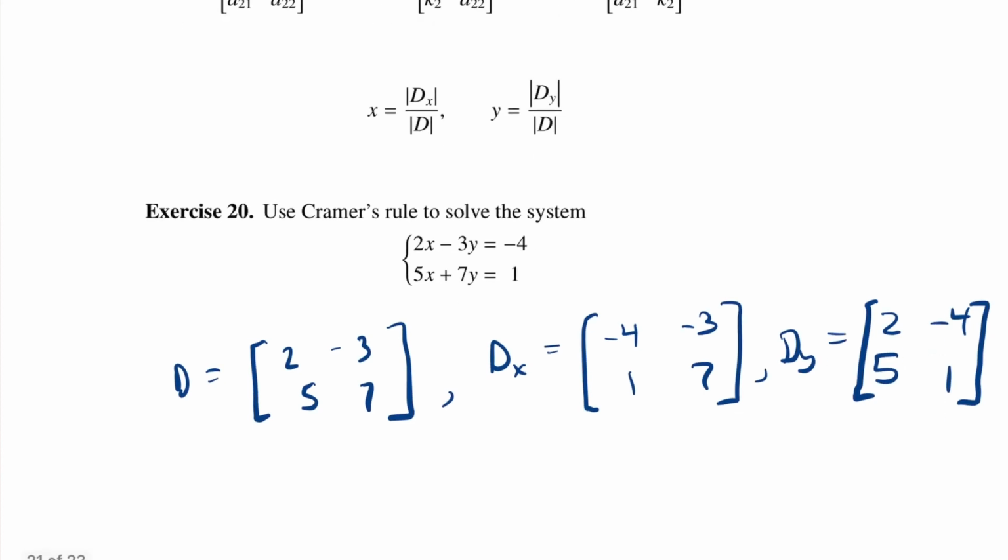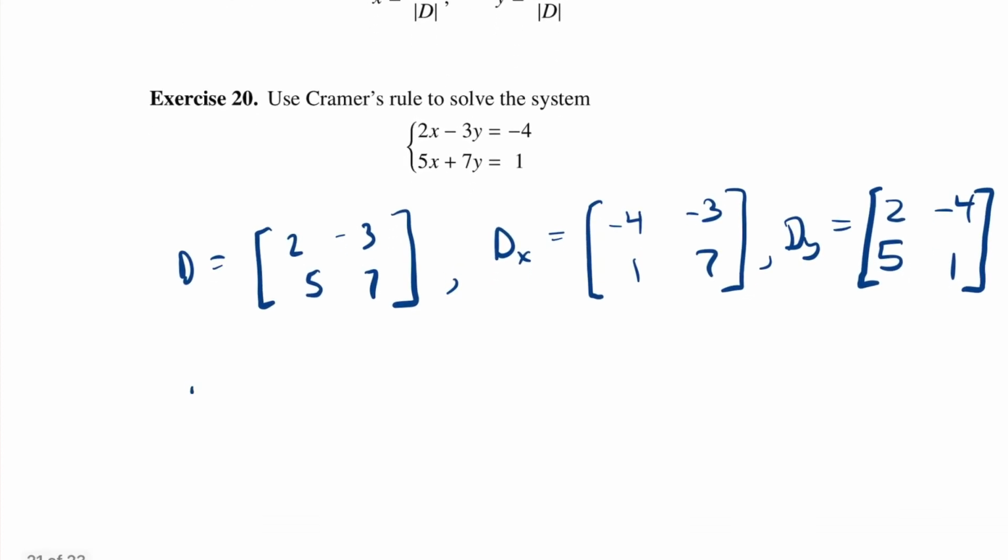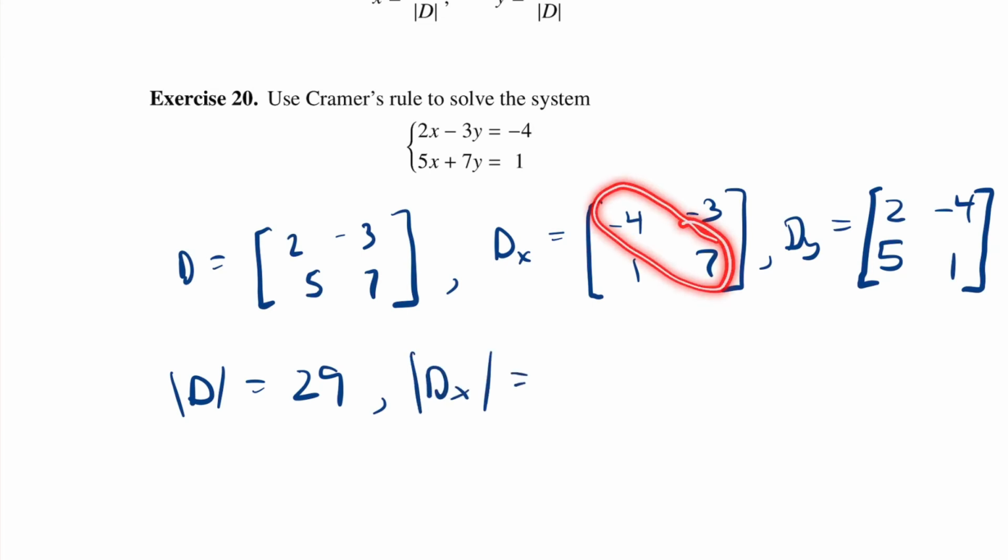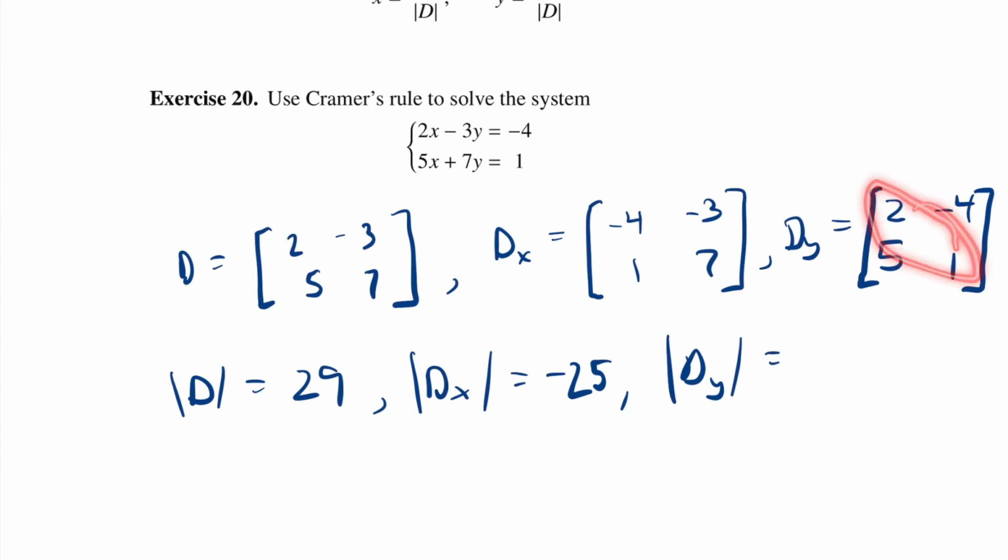All right, now let's find the determinant of these three matrices. The determinant of D will be 14 minus -15. That's a double negative, that's plus. 14 plus 15 is 29. For D sub x, the determinant is going to be -28 minus -3. That's a double negative again, so that's plus 3. So -28 plus 3 is -25. And the last one is going to be 2 minus -20. Double negative is plus, so 2 plus 20 is 22.